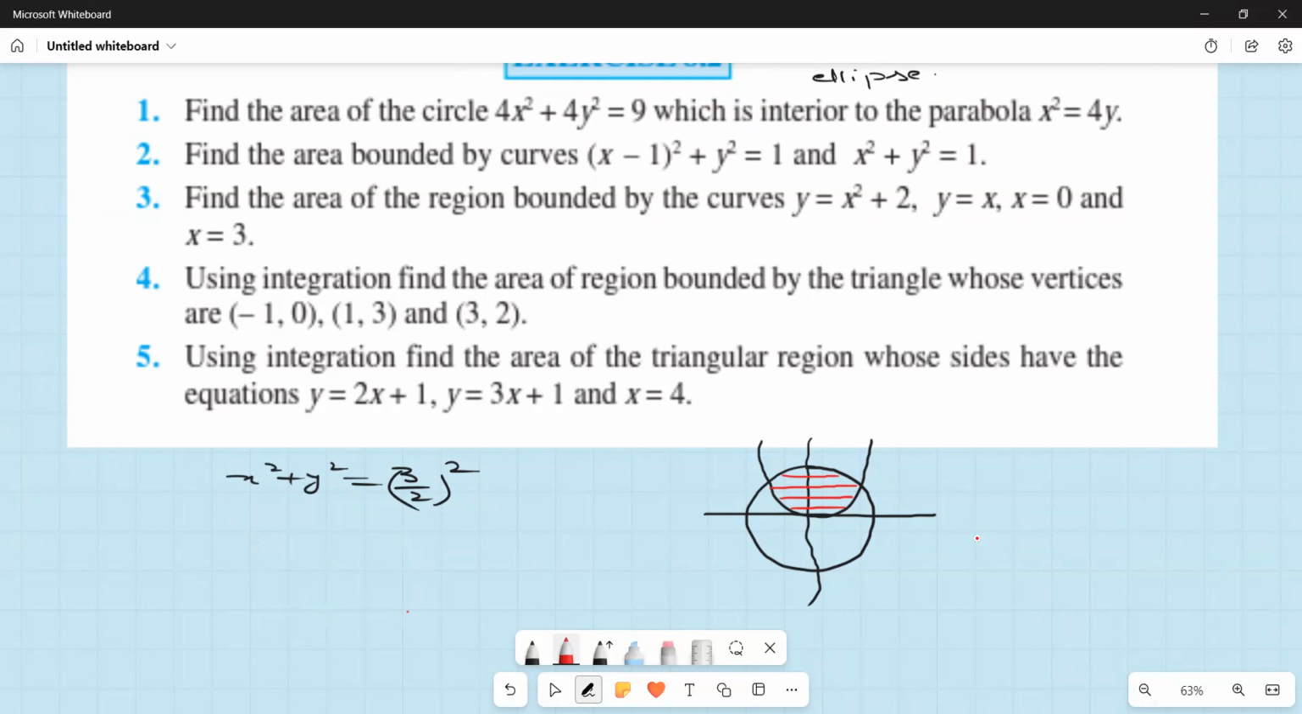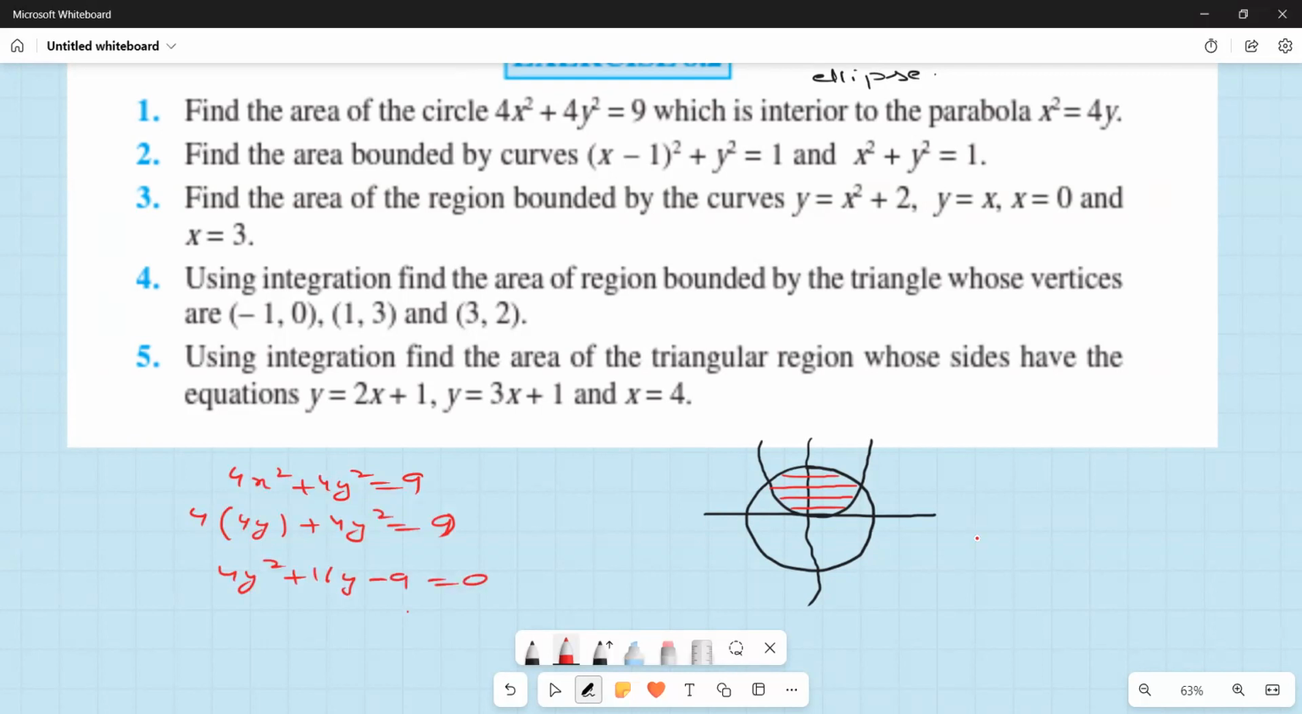But first let us find out the point of intersection. For the point of intersection, let us substitute the x square value, which is 4y. Let us take the actual equation only: 4x square plus 4y square is equal to 9. So if I substitute x square as 4y, 4y plus 4y square is equal to 9. So this is 4y square plus 16y minus 9 is equal to 0.